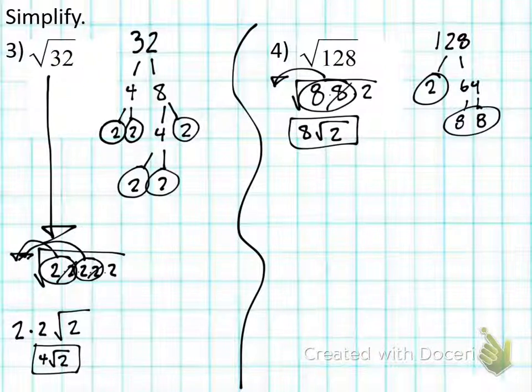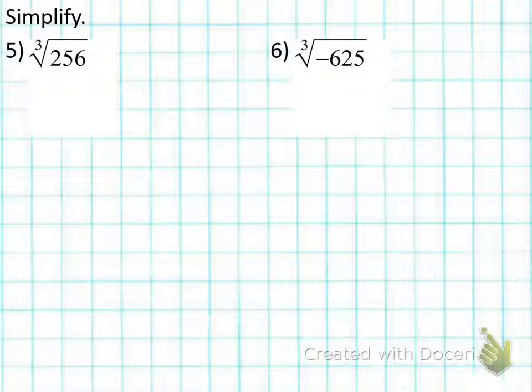Okay? So, here we go. Next one. Let's get some more practicing. This one's a little harder now. We're trying to find 3 numbers that multiply to 256. 3 numbers that multiply to 256, right? Or 3 numbers that could be combined to be 256.